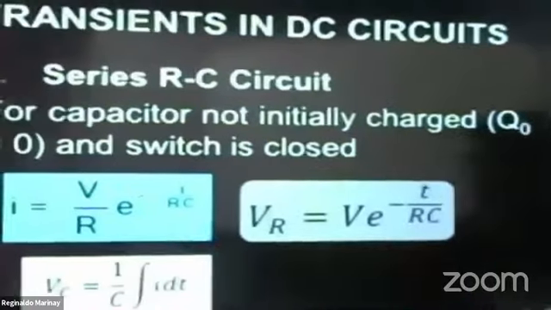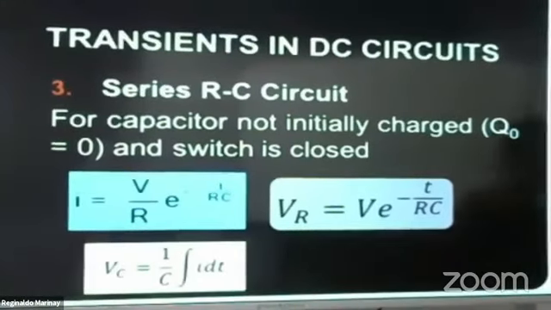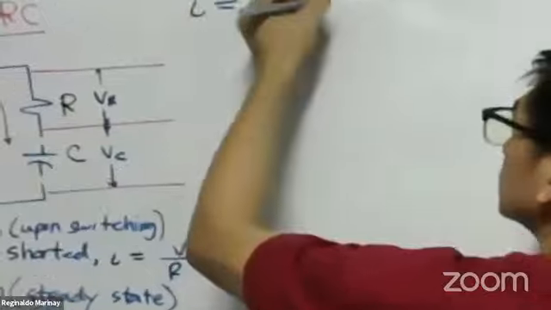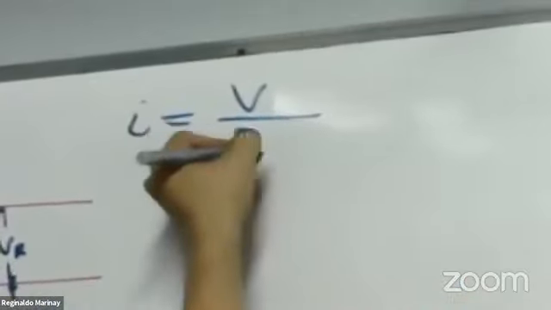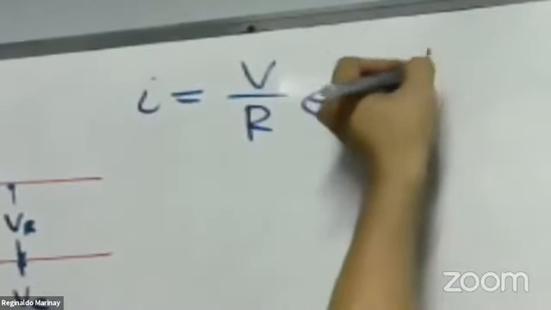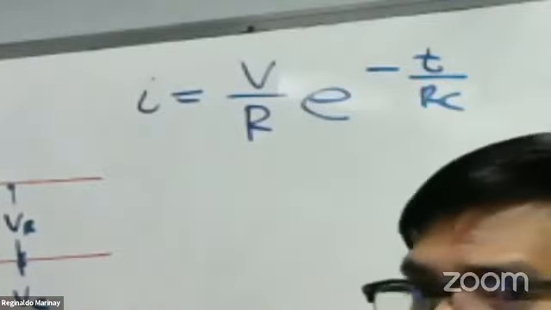Okay, let's go over with our formula. I will rewrite our formula, I will write the formula on the board. So, our I is simply equal to, please focus your camera here, V over R, multiplied by e raised to negative t over RC. That is the formula for our current I.